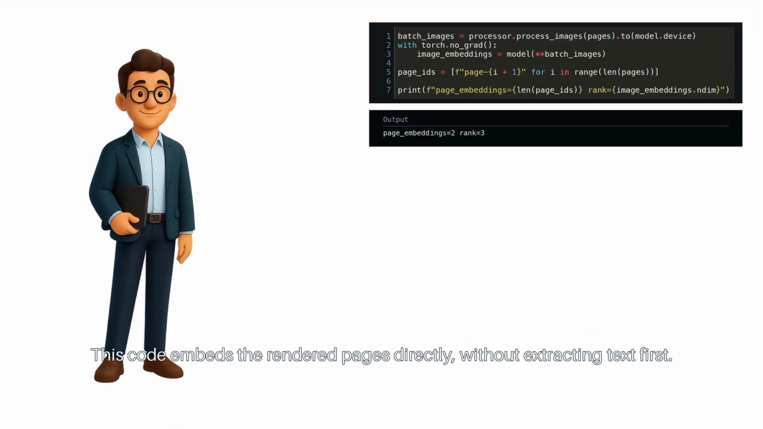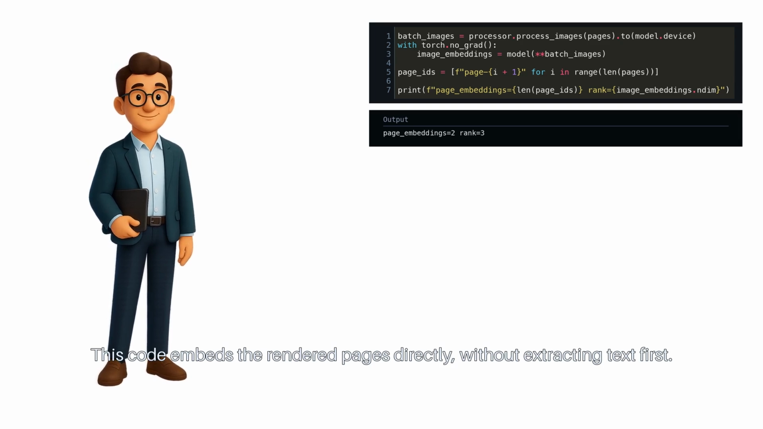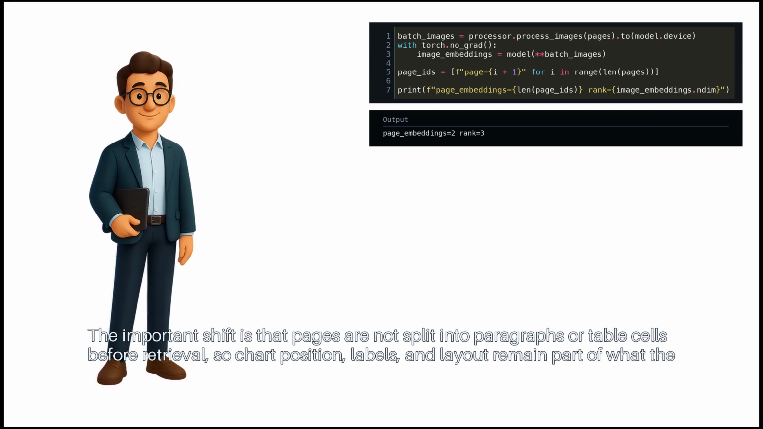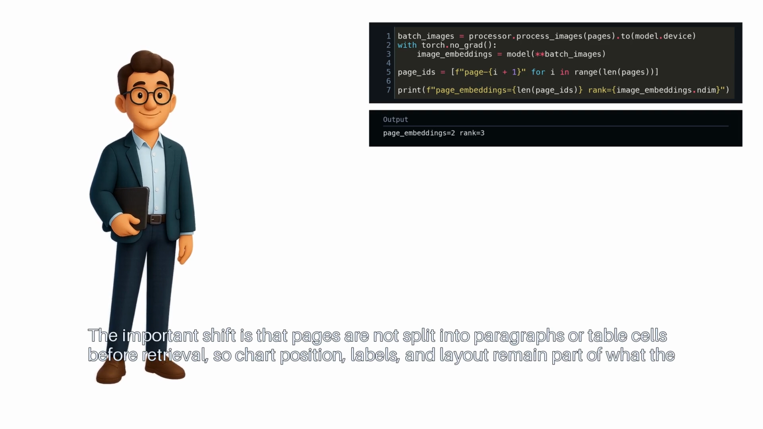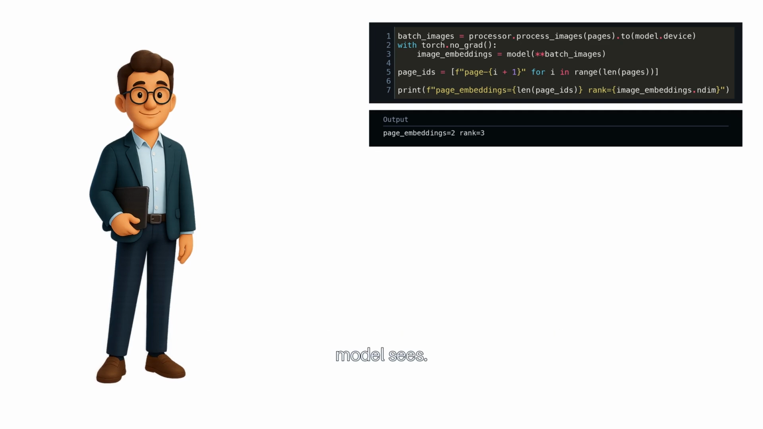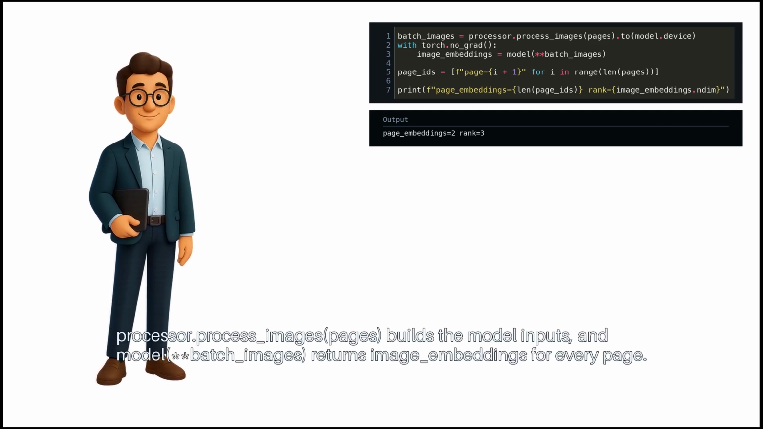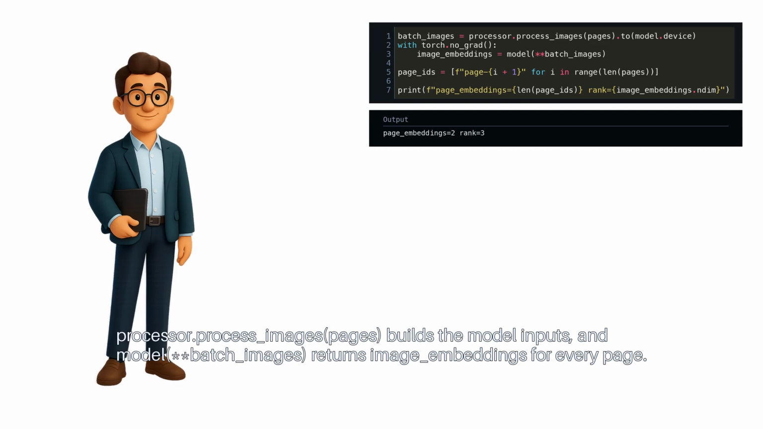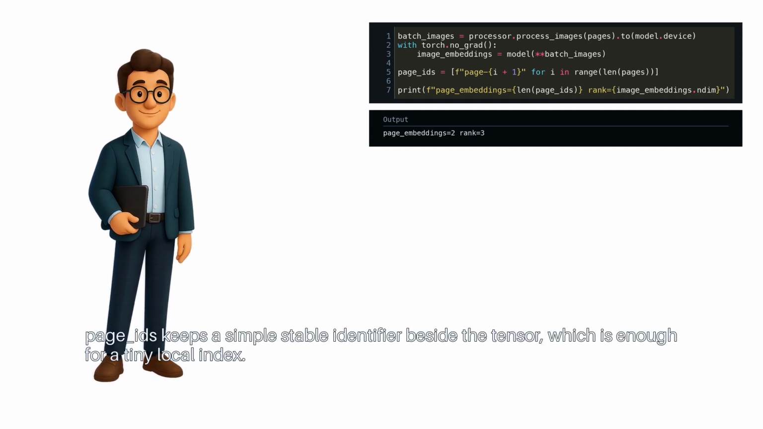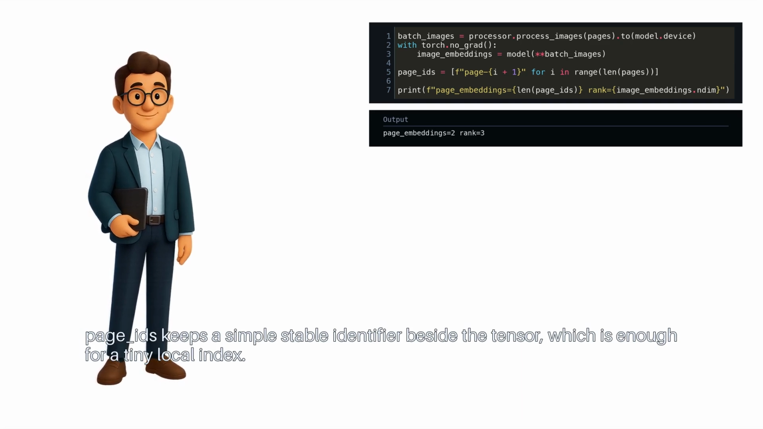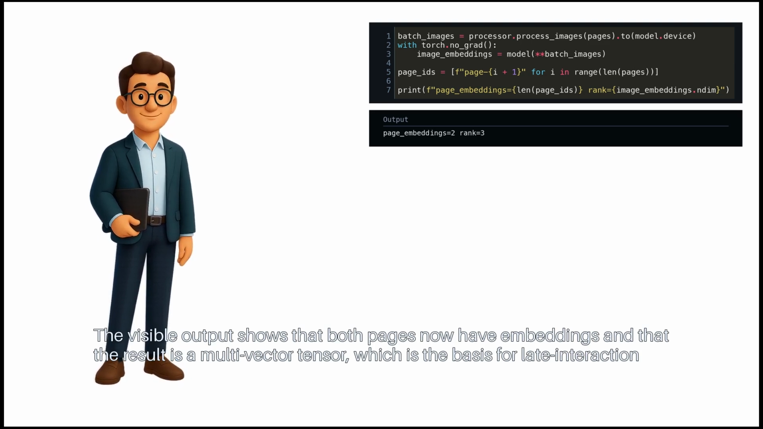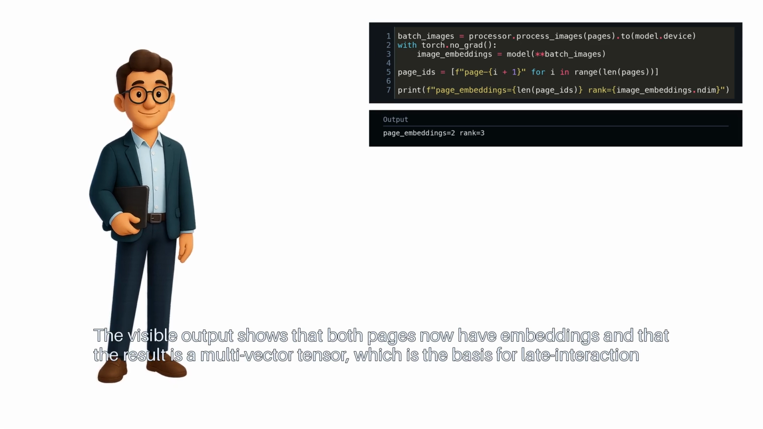With the model ready, we embed the page images directly so layout stays intact. This code embeds the rendered pages directly without extracting text first. The important shift is that pages are not split into paragraphs or table cells before retrieval. So chart position, labels, and layout remain part of what the model sees. processor.process_images builds the model inputs, and model forward on the batch of images returns image embeddings for every page. Page IDs keeps a simple stable identifier beside the tensor, which is enough for a tiny local index. The visible output shows that both pages now have embeddings, and that the result is a multi-vector tensor, which is the basis for late interaction search.